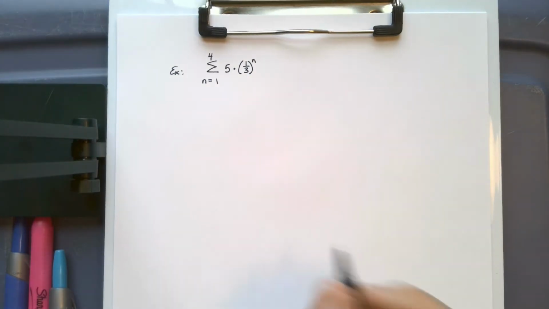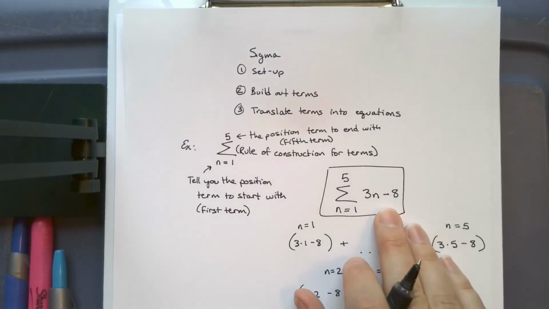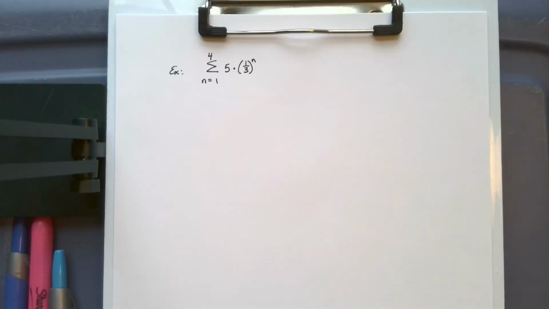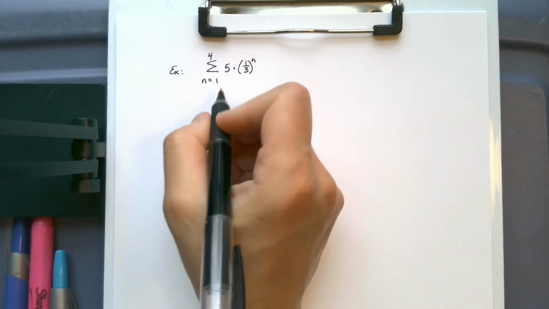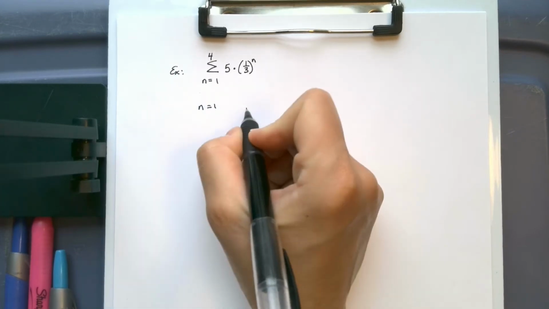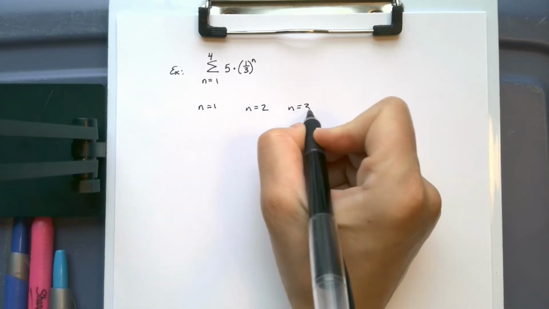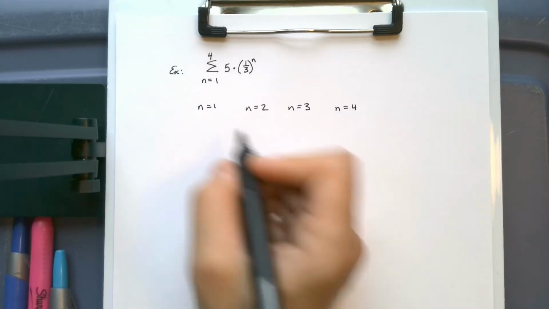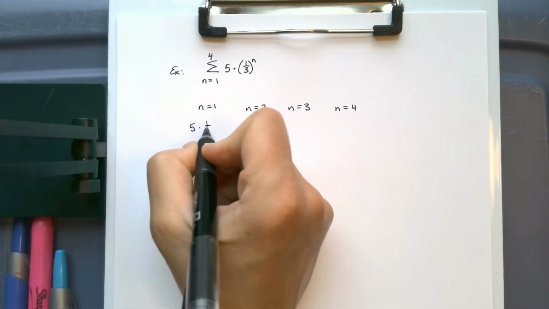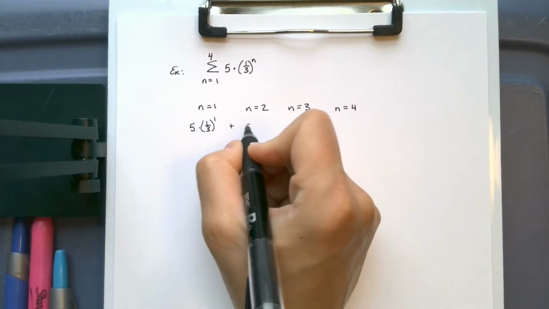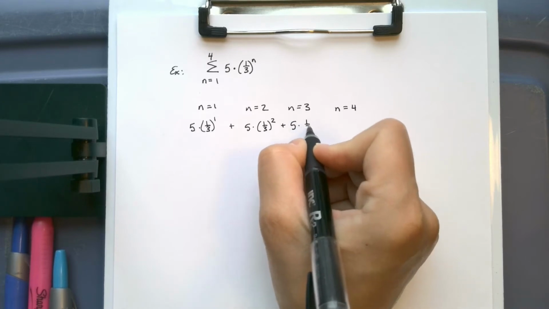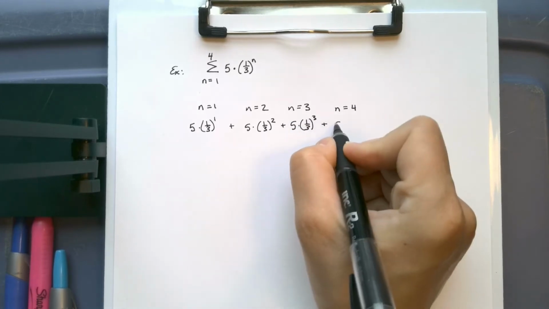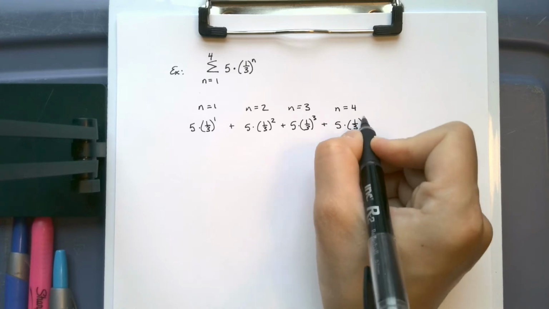So this is a little bit of a different situation. If you notice, the previous example had a subtraction situation. This one has an exponent situation. So I'm going to build these terms out. I'm going to start with the first term, then the second, then the third, and then I'll stop at the fourth. And these terms are going to be 5 times 1/3 to the 1, 5 times 1/3 to the second, 5 times 1/3 to the third, and 5 times 1/3 to the fourth.